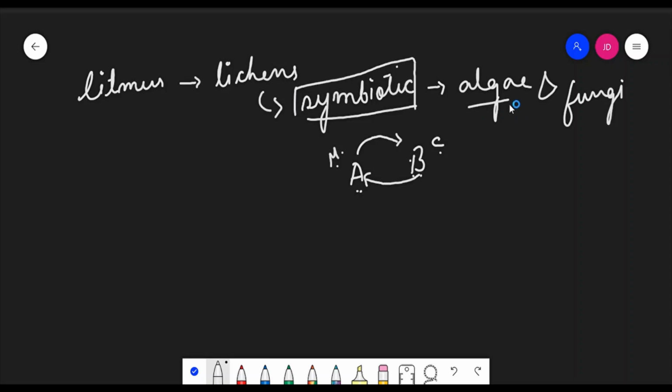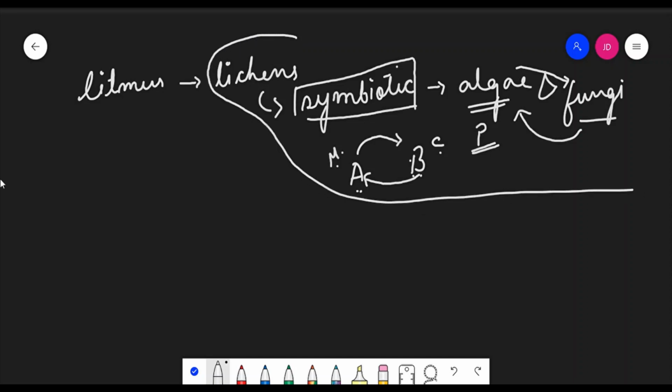Here, algae can do photosynthesis, so it can produce food. Fungi cannot do photosynthesis, so it cannot produce food. Then what does a fungi do? Fungi will give all the necessary nutrients to the algae. Algae will give some amount of food back to the fungus. As a result, both of them are benefiting. So symbiotic relationship, whatever that was in our class 9, just a small reminder. Here we are talking about litmus, and if you take that extract from lichens, or the color from the lichen, and put it on a paper, we call it litmus paper.